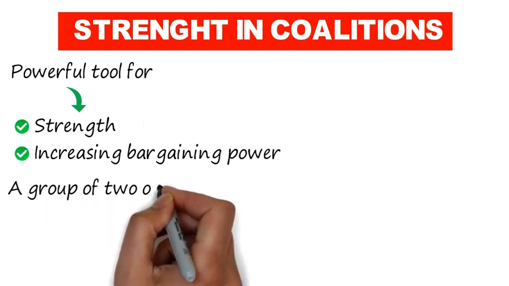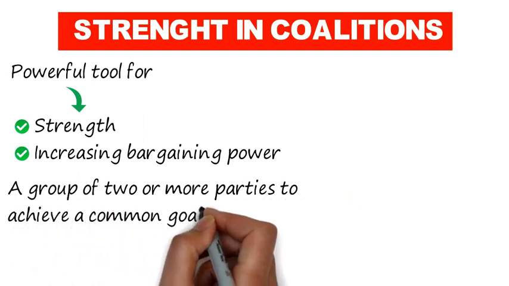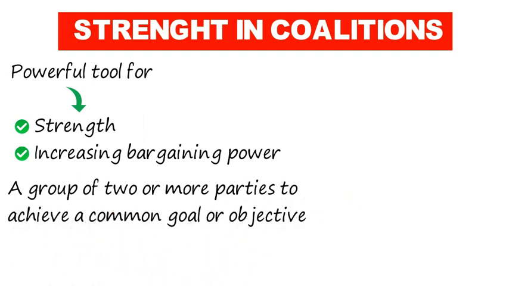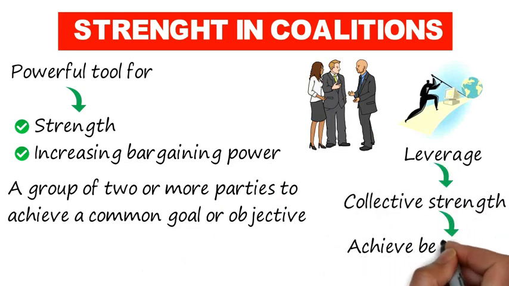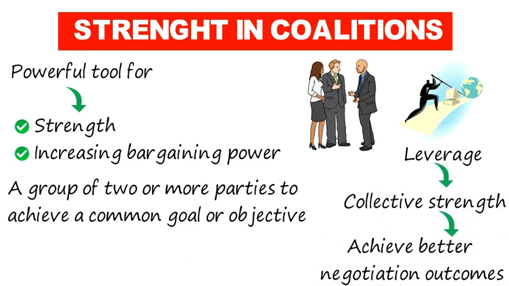A coalition is a group of two or more parties to achieve a common goal or objective. By forming a coalition, parties can leverage their collective strength to achieve better negotiation outcomes. One of the main benefits of a coalition is increased bargaining power.